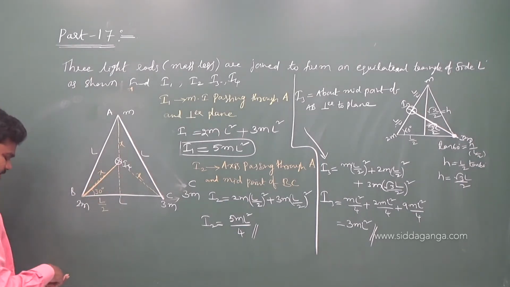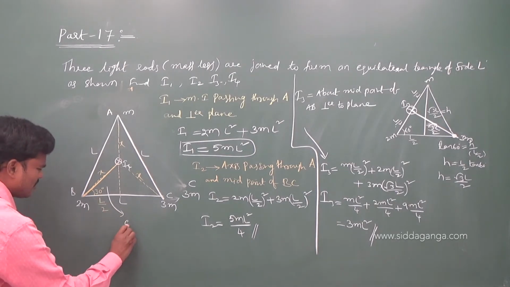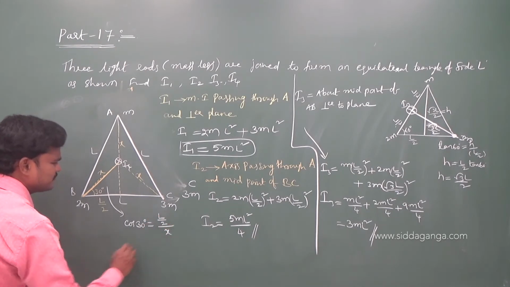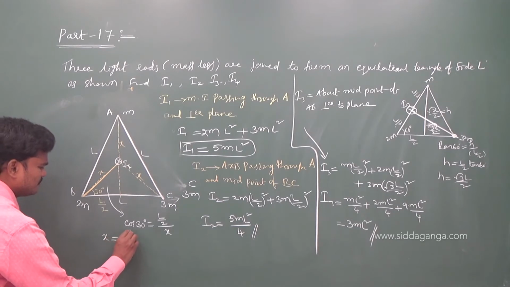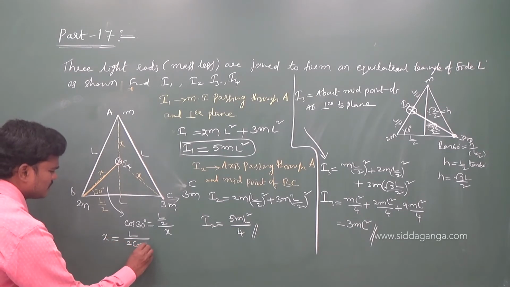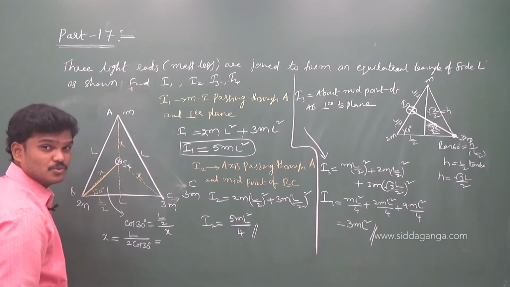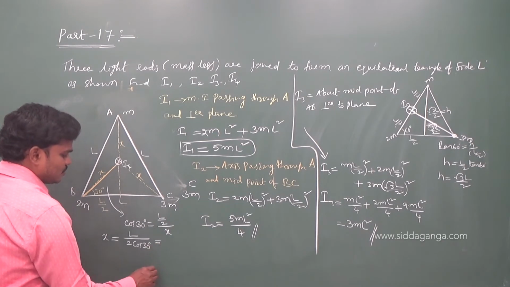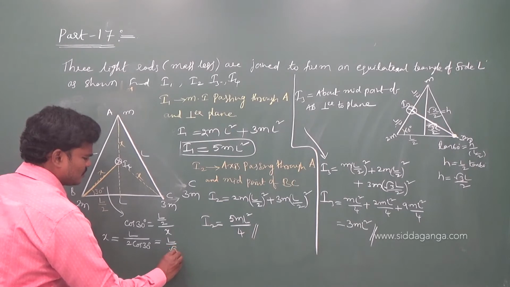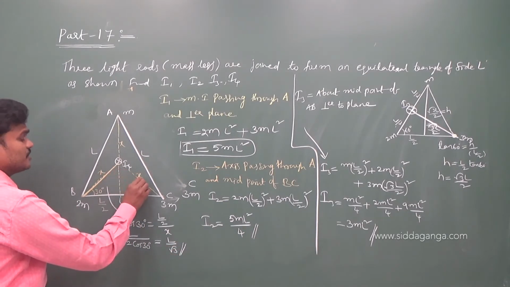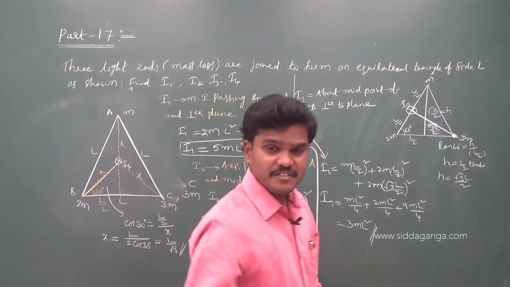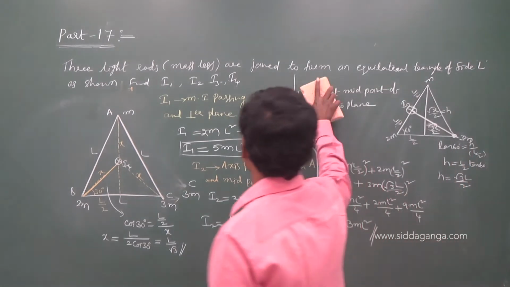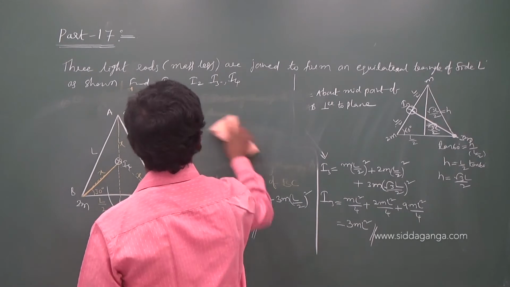What is this x? Shall I write from this triangle cos 30? Cos 30 is adjacent side by hypotenuse. Then x equals L by 2 into cos 30. What is cos 30? Cos 30 is root 3 by 2. So the 2s cancel. What is the value? L by root 3. Got this? How much is the x value? L by root 3. Then decide the I3, sorry, I4. You find I4. What is the name of I4? Passing through the centroid.